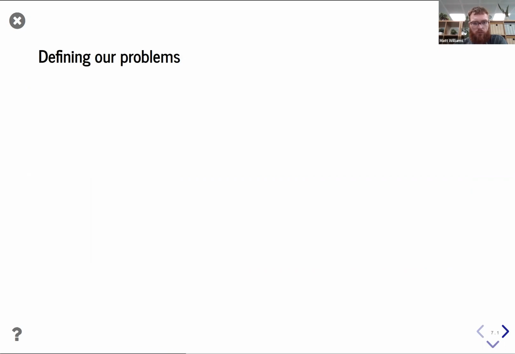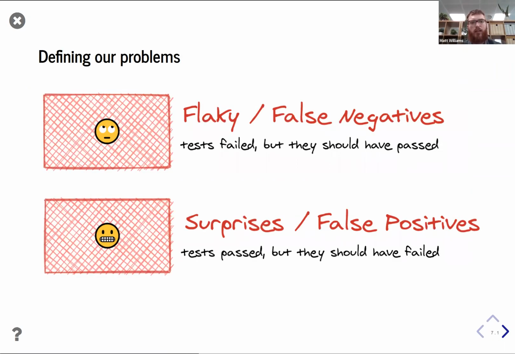We've got to define our problems first. We're going to use some better language than flaky and surprises, and we're going to lean on the probability world. Flaky tests are ones that failed when they should have passed. So we call these false negatives. You might find it easier to think of it a bit backwards: they were negative, but they shouldn't have been. And the same for surprises. We'll call these false positives because they were positive, but they shouldn't have been. So these are the two big ones that we're going to target.